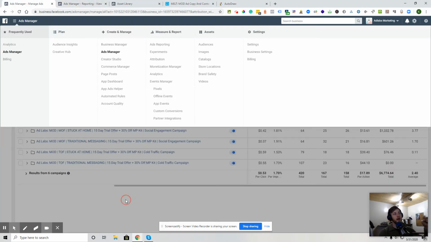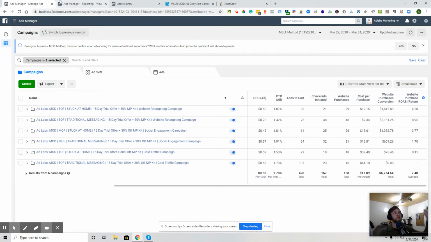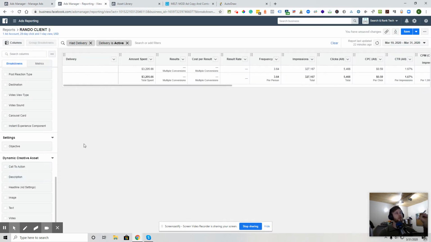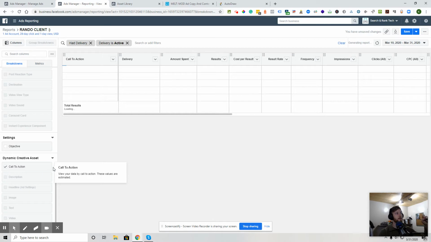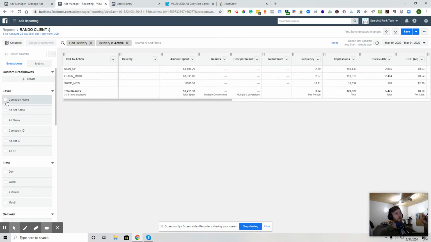Now, once we have our campaigns up and running, we can go on the back end and run reports to show different segments. I like to start by first, if it shows it, great.